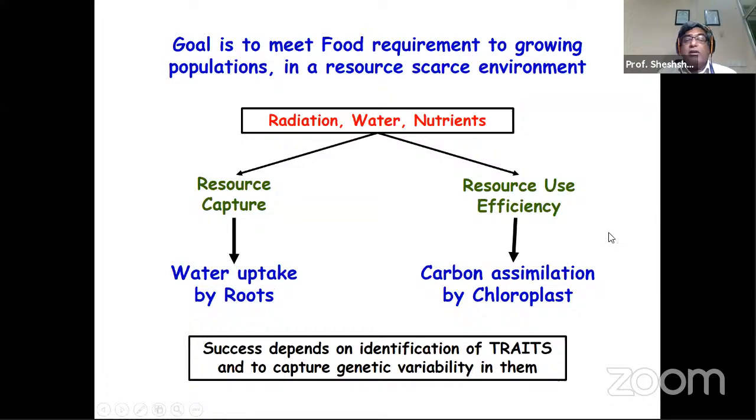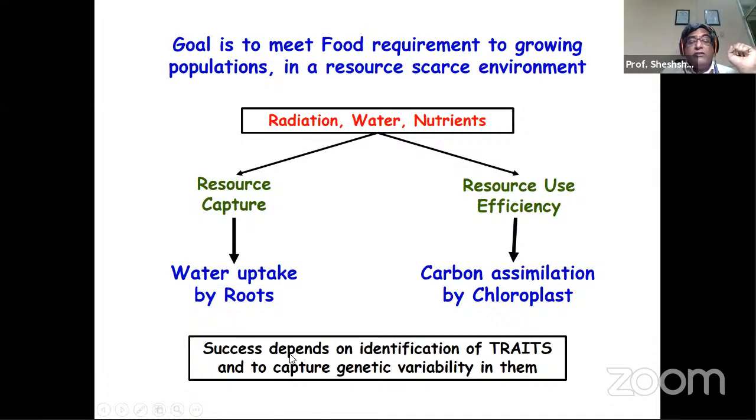That is the concept that we have. And of course, we need to increase the use efficiency of the resources. And if I replace the resource with water, it is the water use efficiency which Sreeman was talking about. What we need here is better carbon assimilation by the chloroplast or by the photosynthetic machinery. And then we should have a better root system is the concept that we're trying to talk about.